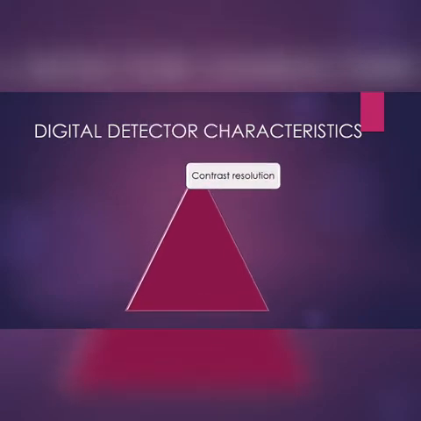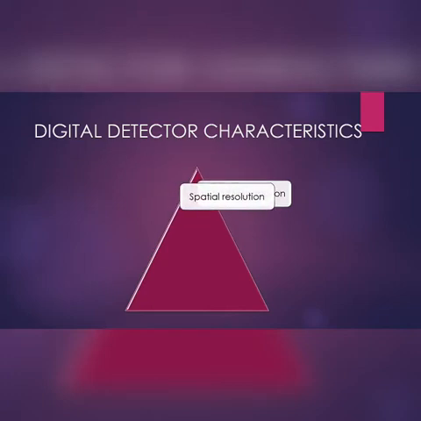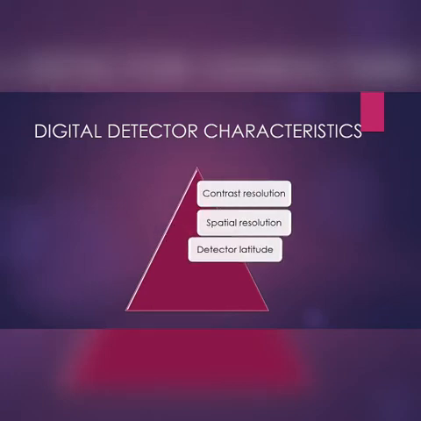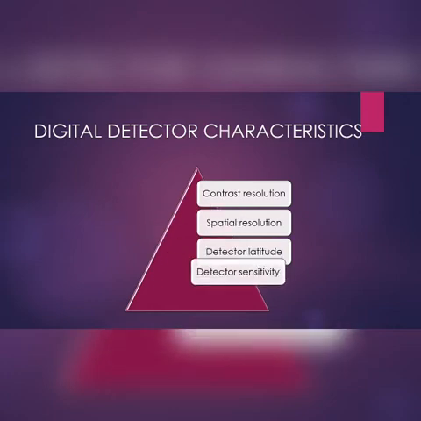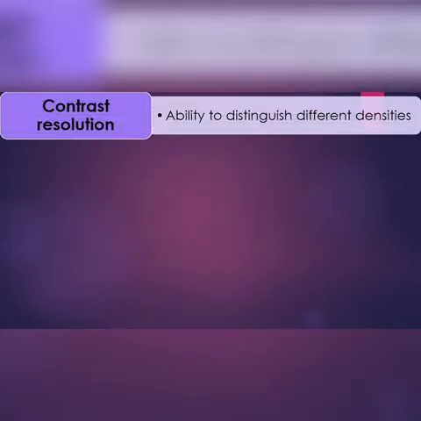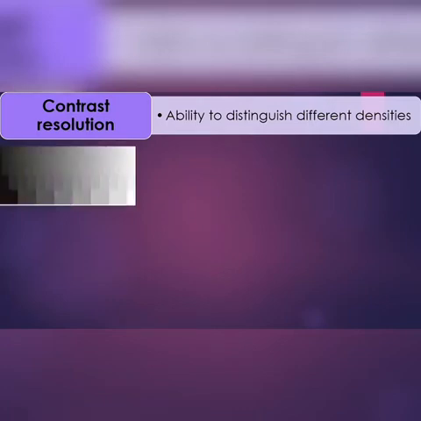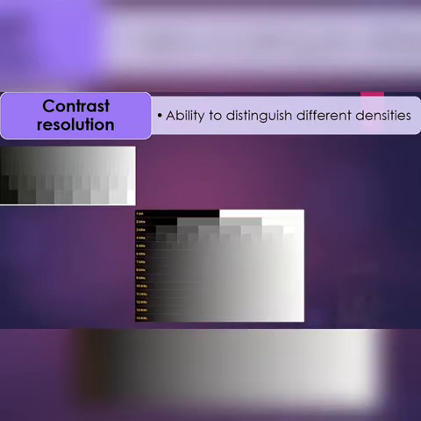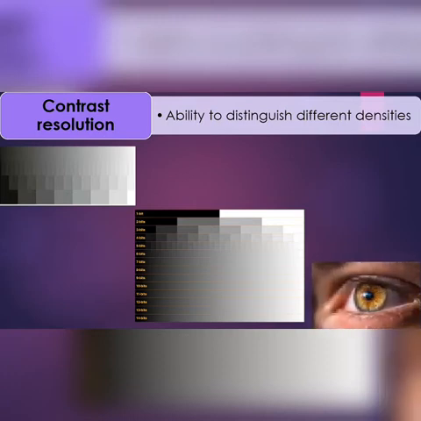The first is the contrast resolution, second is the spatial resolution, third is the detector latitude, and the last one is the detector sensitivity. Alright, so first one, the contrast resolution. Basically, contrast resolution is the ability to distinguish different densities, that is, the different shades of grey available in the final radiographic image. It involves the ability of the sensor to detect these subtle differences, the ability of the electronic display system to exhibit these different levels of grey, and lastly, the ability of the observer to detect these different grey levels.